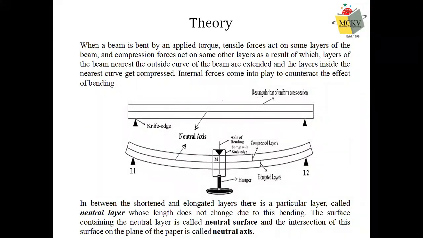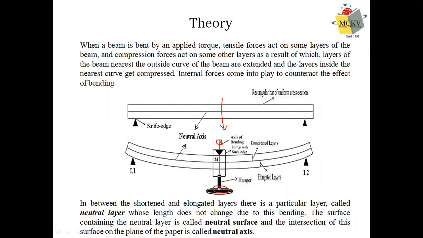Now, we will be loading this iron bar right from the middle point. This is the stirrup, and this is the pointer on which we are going to focus. Here we will put weights of 250 grams each. The more weight you put, the more the iron bar will become curved, or take a convex shape.